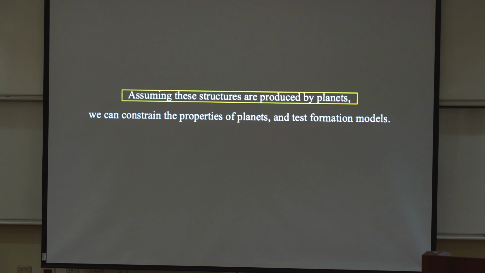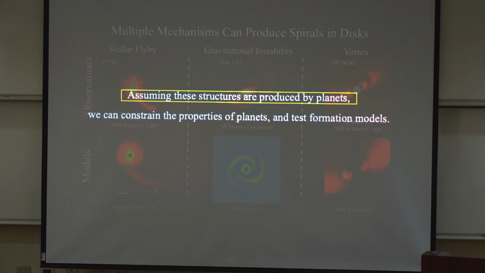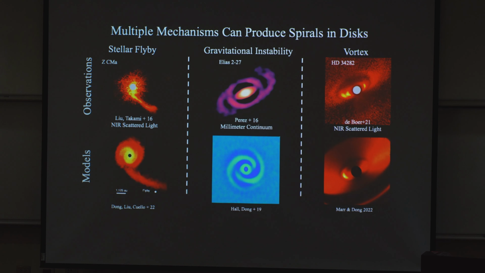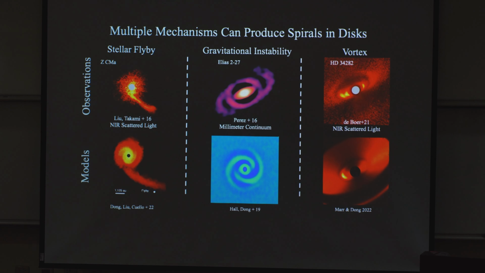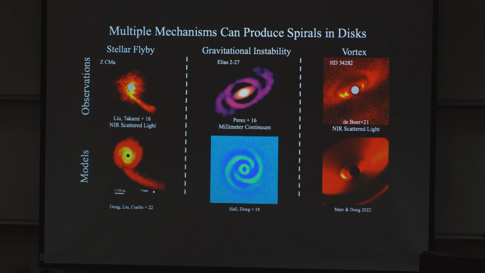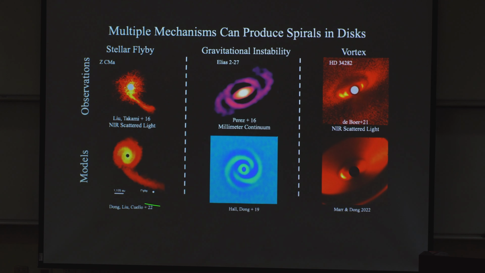Do we have to use planets to explain structures? This is a fair question to ask. As it turns out, for all types of structures, planets are not the only explanation, and there are alternative physical mechanisms to produce these structures as well. Here I'm showing 3 additional mechanisms that can produce spiral arms in disks that do not involve planets. On the top, you're looking at 3 real images of protoplanetary disks. And on the bottom, they are synthetic observations of certain physical mechanisms.